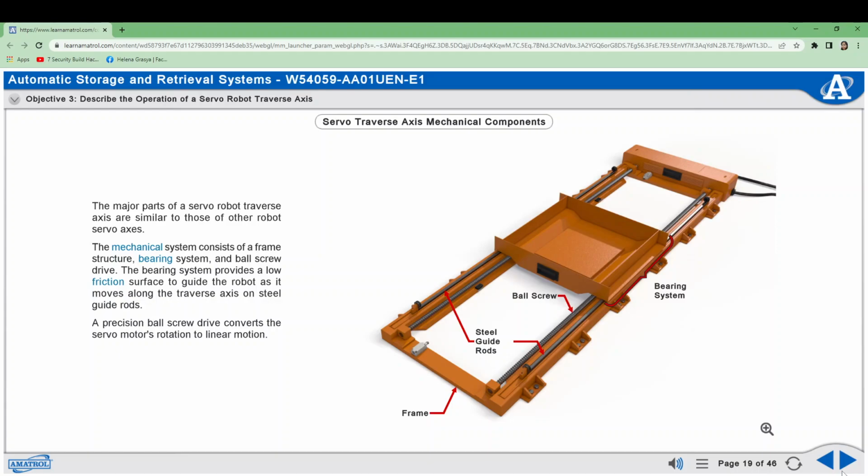The controller that operates the robot's main axes also operates the traverse axis. When the program instructs the controller to move the robot along the traverse axis, the controller sends power to the motor, causing it to turn at a predetermined speed and direction set by the program. The motor turns the ball screw drive, which moves the robot. The controller uses the feedback signal from the encoder to determine the position of the robot.